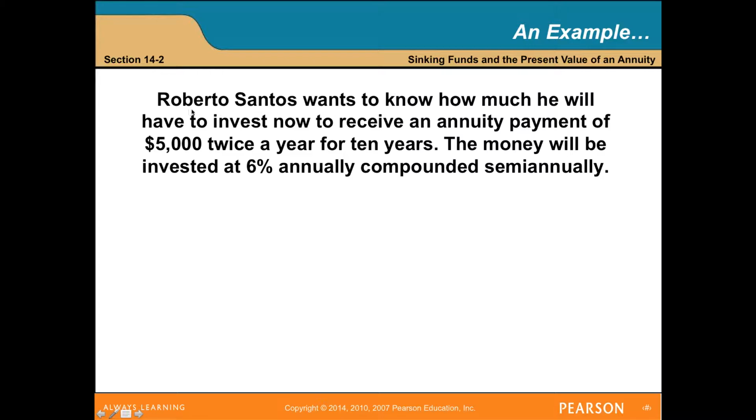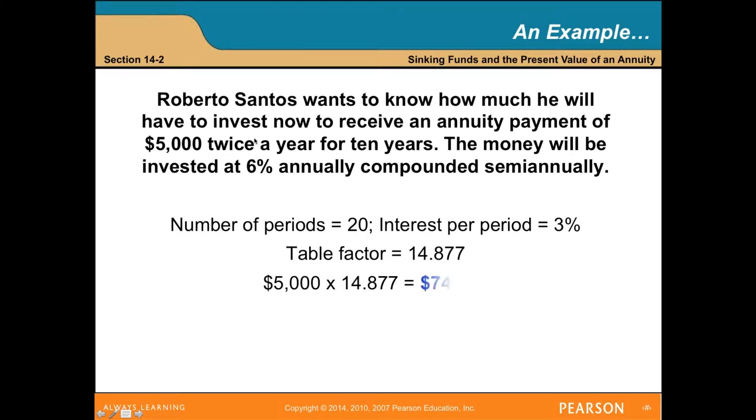Here's another example. Roberto Santos wants to know how much he will have to invest now to receive an annuity payment of $5,000 twice a year for 10 years. The money will be invested at 6% annually, compounded semi-annually. So the number of periods is 20. Twice a year, 10 years, 20 periods.